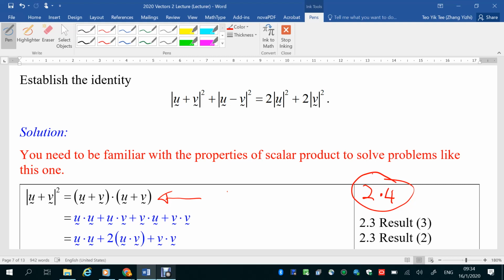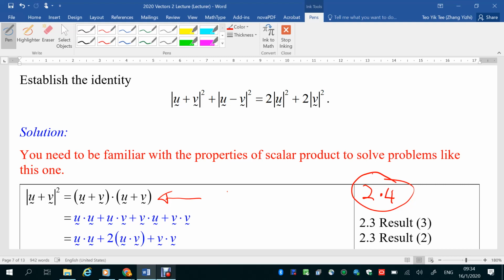Then what you see next in your second line is that u dot v and v dot u, based on your properties and your results from your properties again, are the same and interchangeable. u dot v is the same as v dot u. I can combine them to get 2 times u dot v. That's your next property.